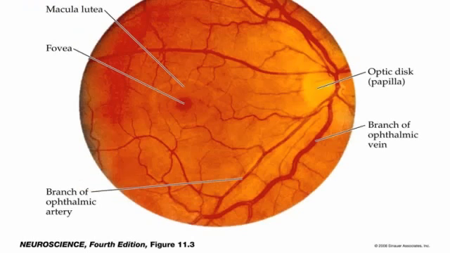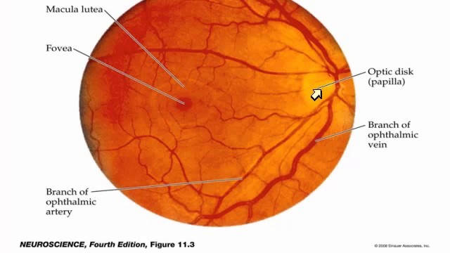If we look at the back of the eye, as one would see from an ophthalmoscope, there are three structures that we need to pay attention to. The first is the optic disc. That is where the optic nerve is. This is the blind spot in the eye. It's also where the major blood vessels to the eye enter.